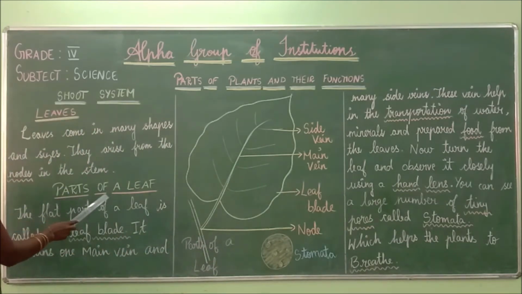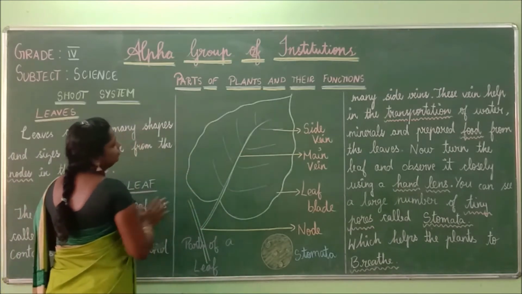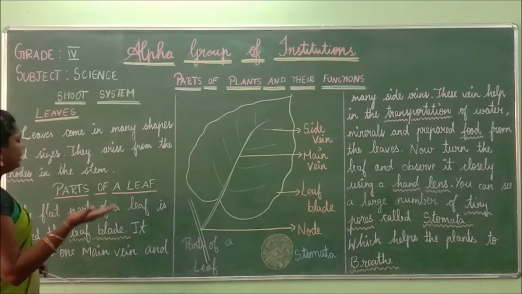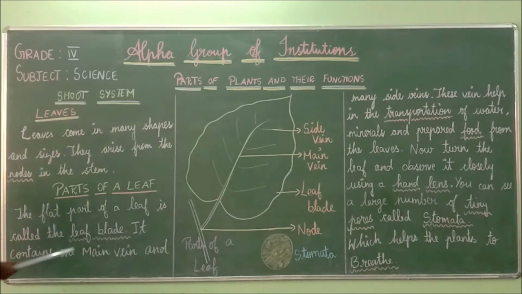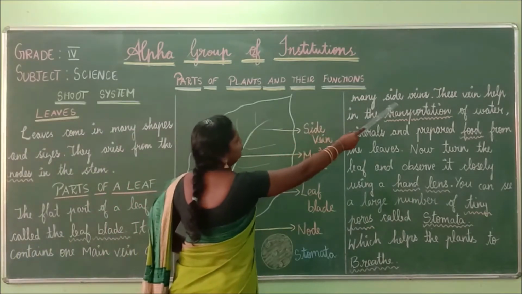Parts of a leaf. Now we are going to see the parts of a leaf. The flat part of a leaf is called the leaf blade. The front part, which is very flat, is called the leaf blade. It contains one main vein and many side veins.